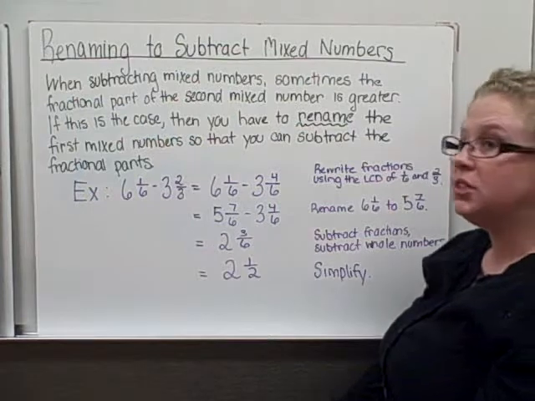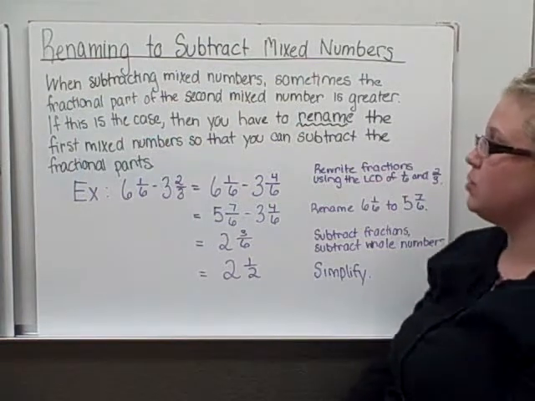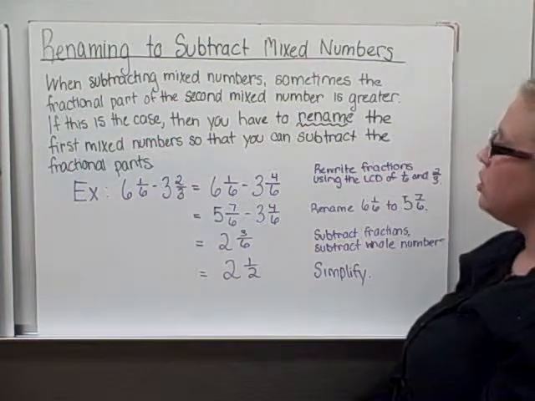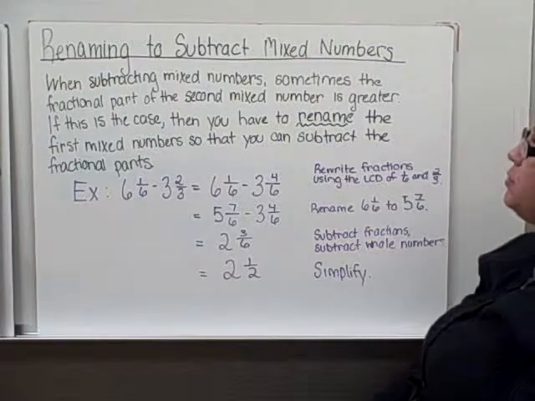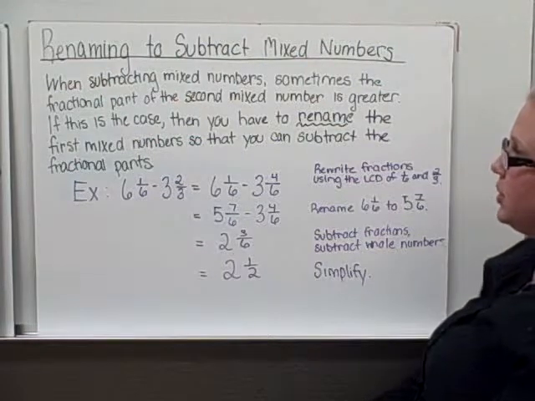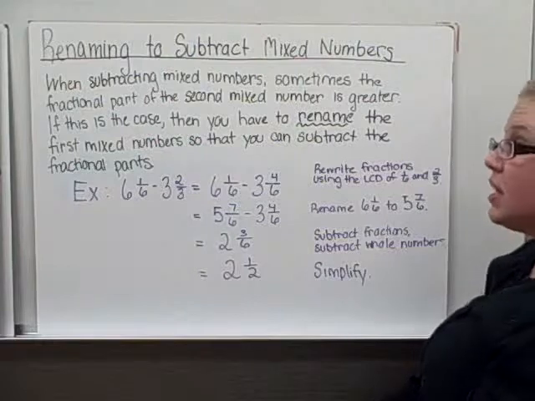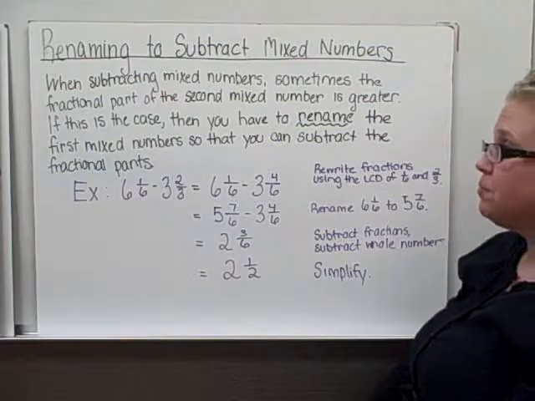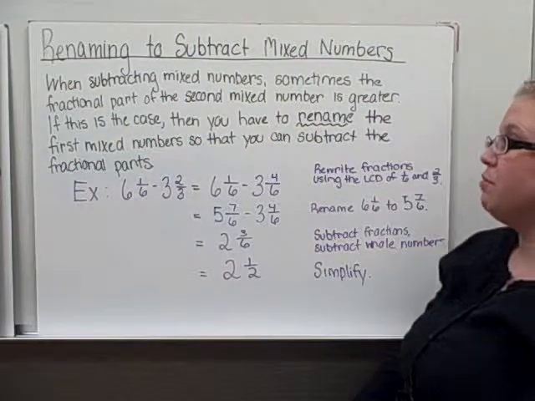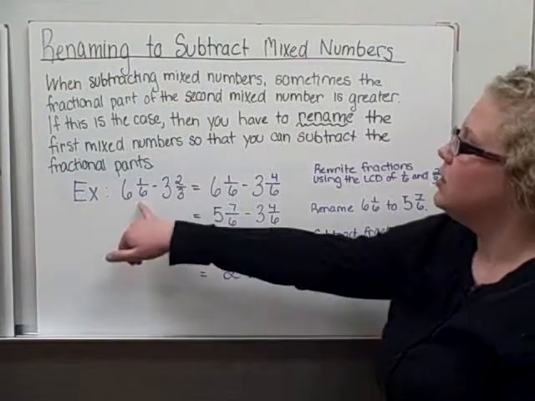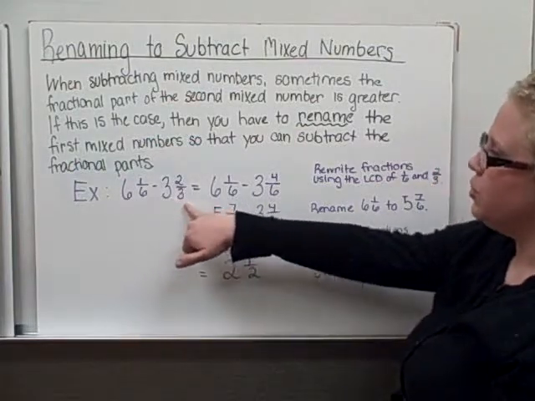Now, sometimes we'll need to rename fractions in order to subtract mixed numbers. When subtracting mixed numbers, sometimes the fractional part of the second mixed number is greater. If this is the case, then you have to rename the first mixed number so that you can subtract the fractional parts. 6 and 1/6 minus 3 and 2/3.